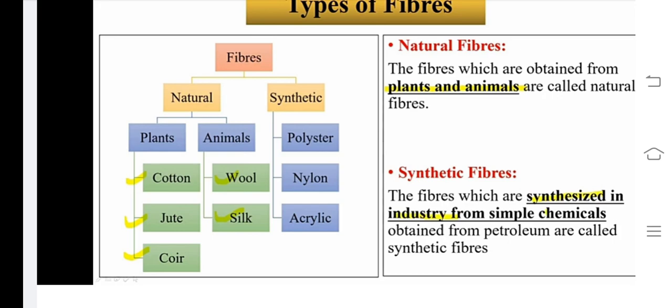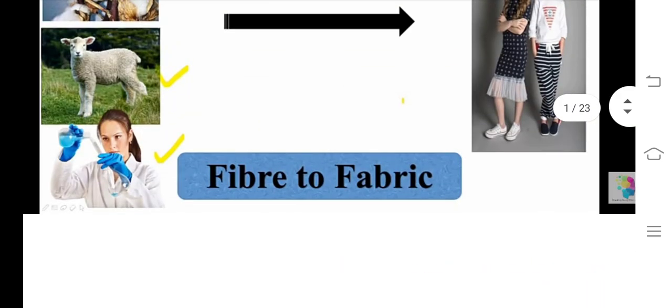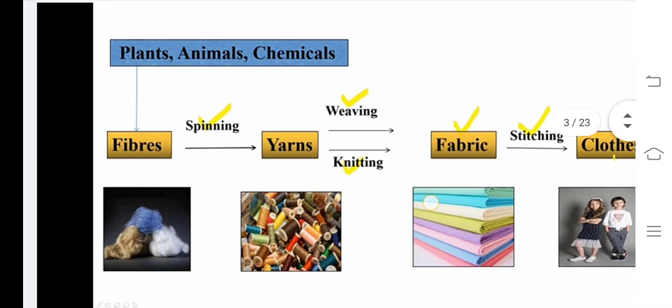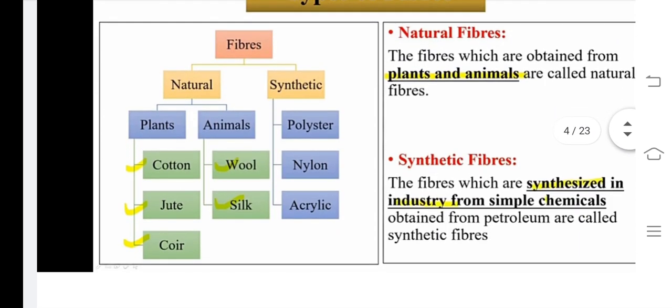So what about synthetic fibers? First slide I have shown, no dear, synthetic fibers. Observe. See, the fibers which are made by chemicals are called synthetic fibers. Which are the examples for synthetic fibers? See, polyester, nylon, acrylic. These are the examples for synthetic fibers.